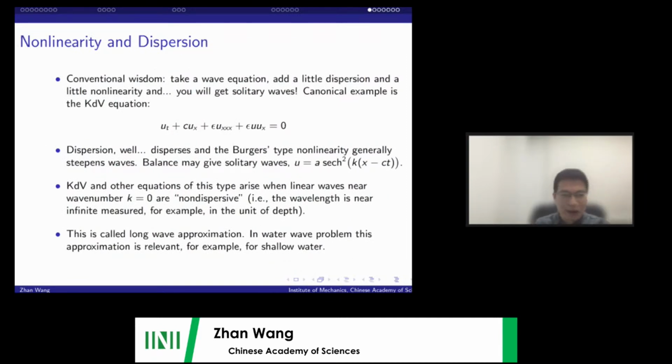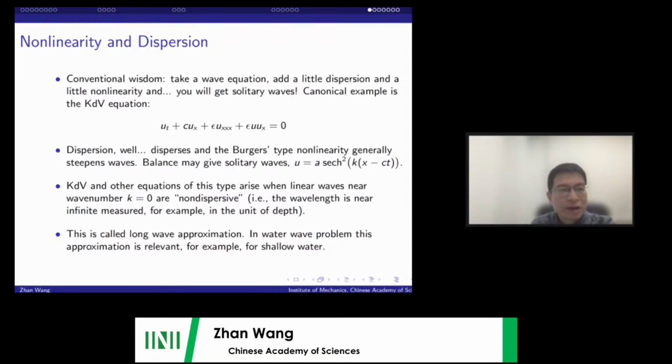Finally, I would like to say a few words about what we can learn from electrohydrodynamic waves in the nonlinear wave aspect. What is the conventional wisdom of nonlinear waves? Take a linear wave equation, add a little dispersion, add a little nonlinearity. What you get is solitary waves. The most famous example is the celebrated KdV equation. Why do we have solitary waves? That's because the dispersion disperses, while the Burgers-type nonlinearity steepens the wave. These two effects can miraculously balance each other, resulting in the formation of a sech-squared soliton solution.